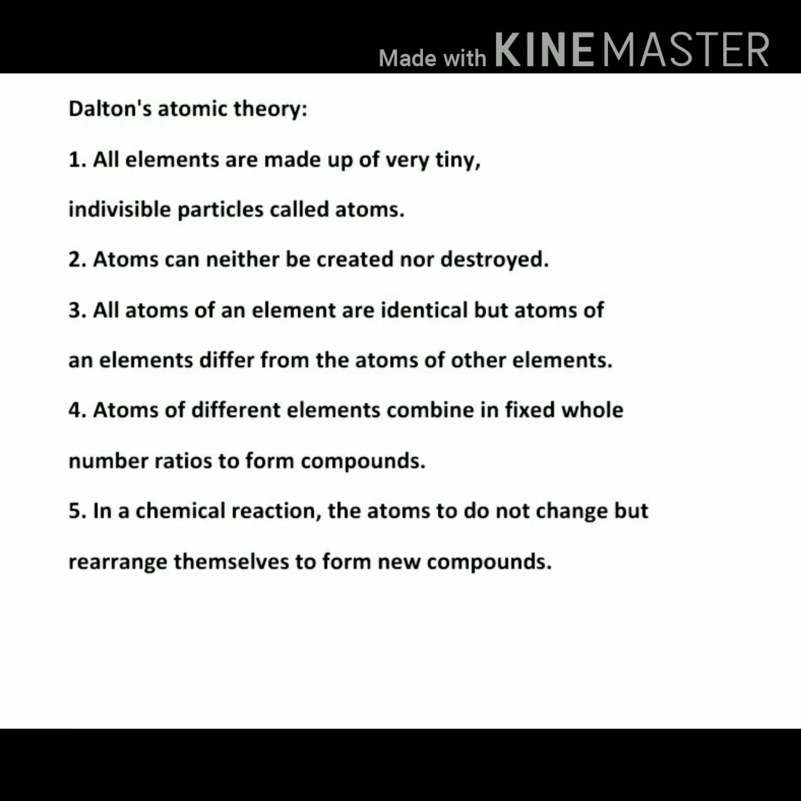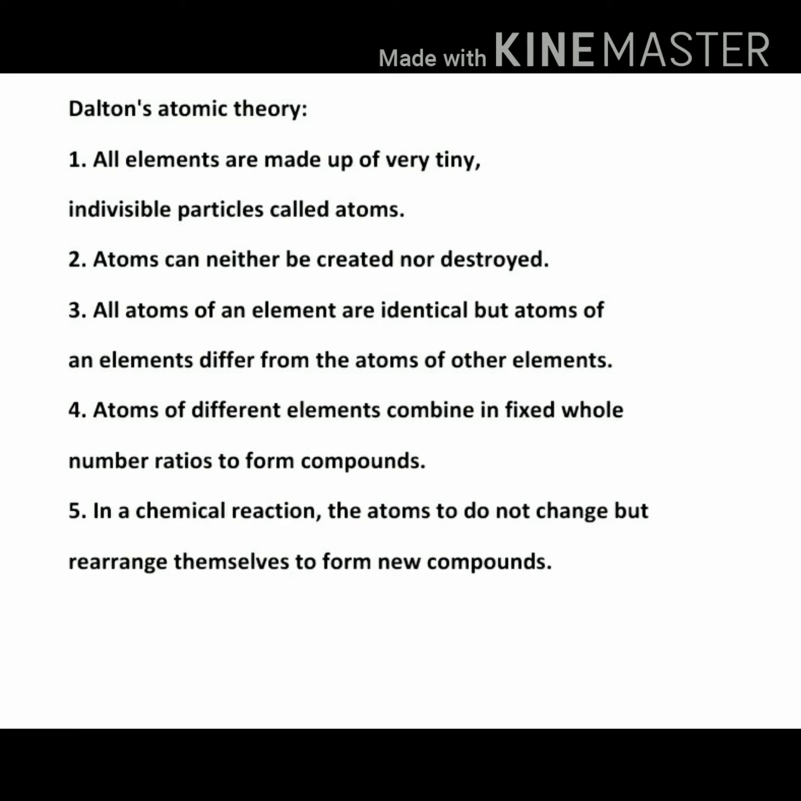All atoms of an element are identical, but atoms of an element differ from the atoms of other elements. Now, this means that all elements, suppose oxygen is made up of similar types of atoms, hydrogen is made up of similar types of atoms, carbon is made up of similar types of atoms, but the atoms of oxygen are different from the atoms of hydrogen. The atoms of hydrogen are different from the atoms of carbon. So in an element the atoms are similar, but they are different from the atoms of another element.